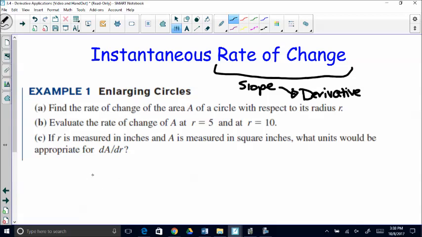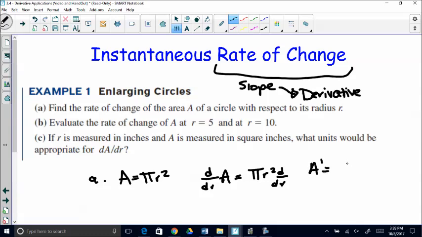So it says find the rate of change of the area of a circle with respect to its radius r. So hopefully you know the area of a circle is pi r squared. So that would be the original equation. But if we need to find the rate of change of the area with respect to the radius r, now we're finding the derivative with respect to r. So we're finding the derivative of the function just using r instead of x is really all this means. So the derivative of A with respect to r, well, let's see. We bring the 2 in front, so it's 2 pi r. And we found it with respect to r, so that's it.